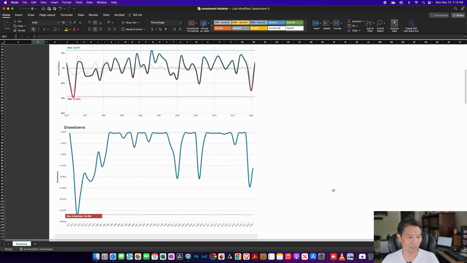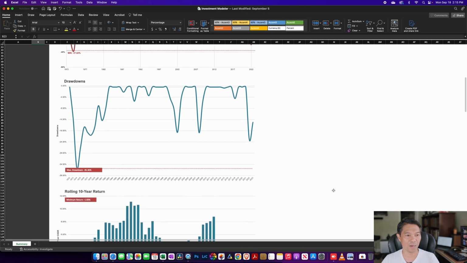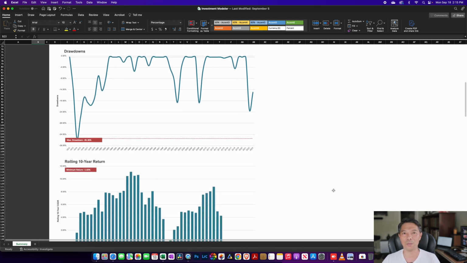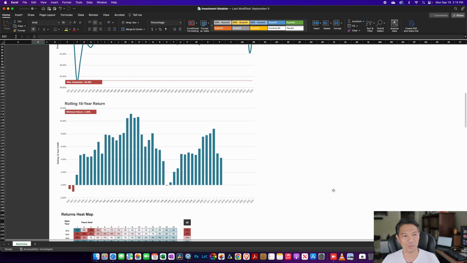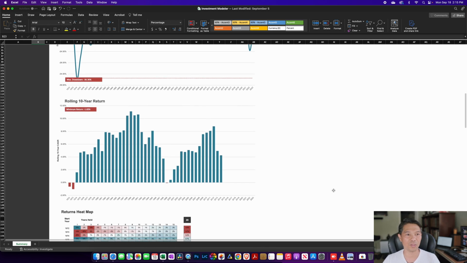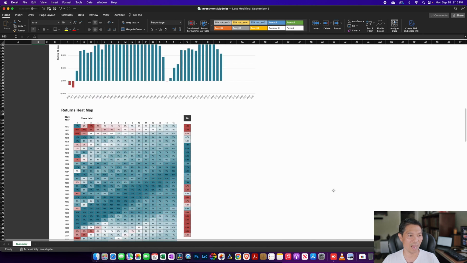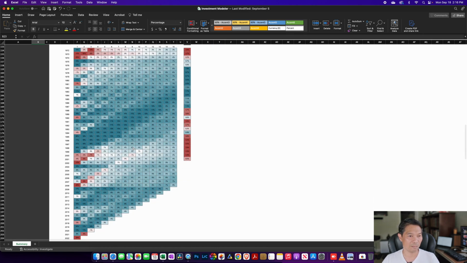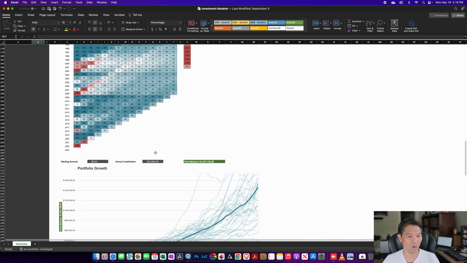And like I said, I'm still working on this tool, but for the most part I'm pretty happy with how it's turning out. I have things like average return, rolling 10-year drawdowns, things like that. And then I also did the heat map and did the conditional formatting to get the colors to look right. But for the most part, I'm pretty happy with it.